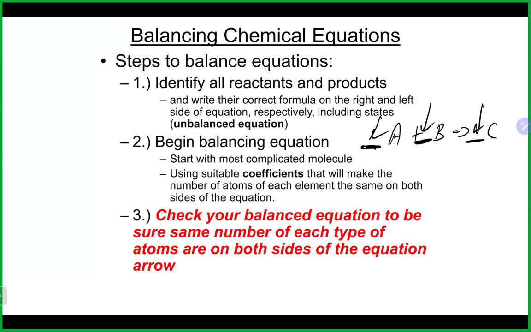Why would I not want to change a subscript? Like if I had water like this and said, oh, I just need 1, let me just change that to 1. Why would I not want to do that? That's no longer water, right? We would change what it is. So you should never, ever change the little numbers in formulas when you're balancing an equation.